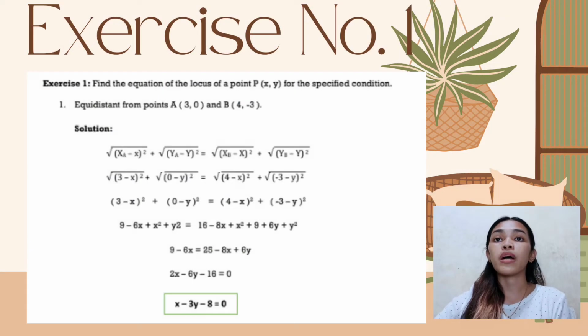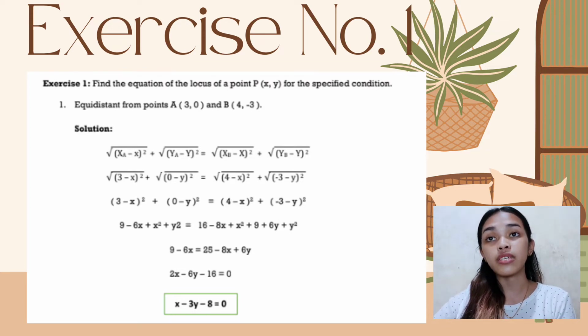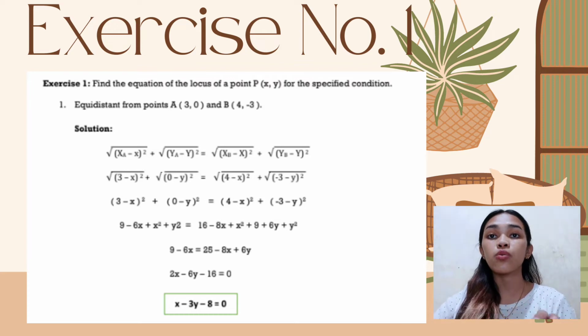Find the equation of a locus of a point P, x, y for the specific condition. The first condition is equidistance from point A, which is 3 and 0, and P, which is 4 and negative 3. The formula for this one is square root of xa minus x squared plus square root of ya minus y squared is equal to square root of xb minus x squared plus square root of yb minus y squared.